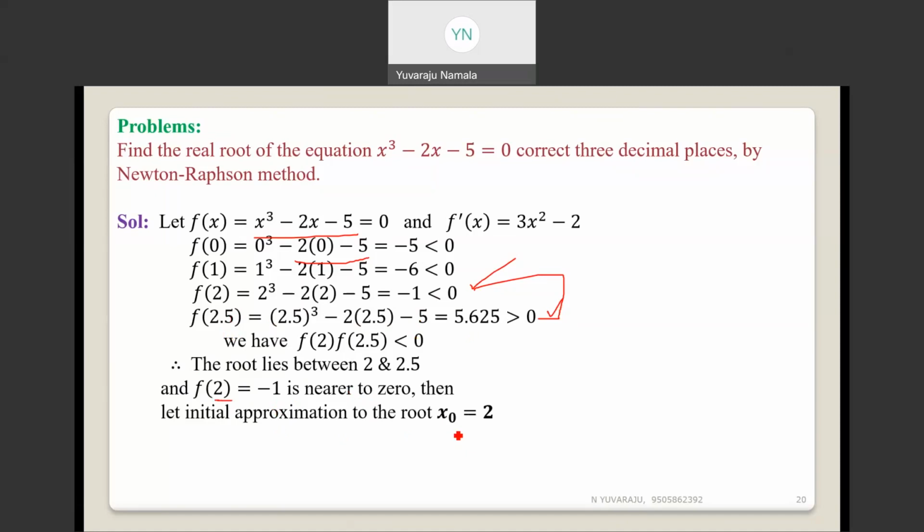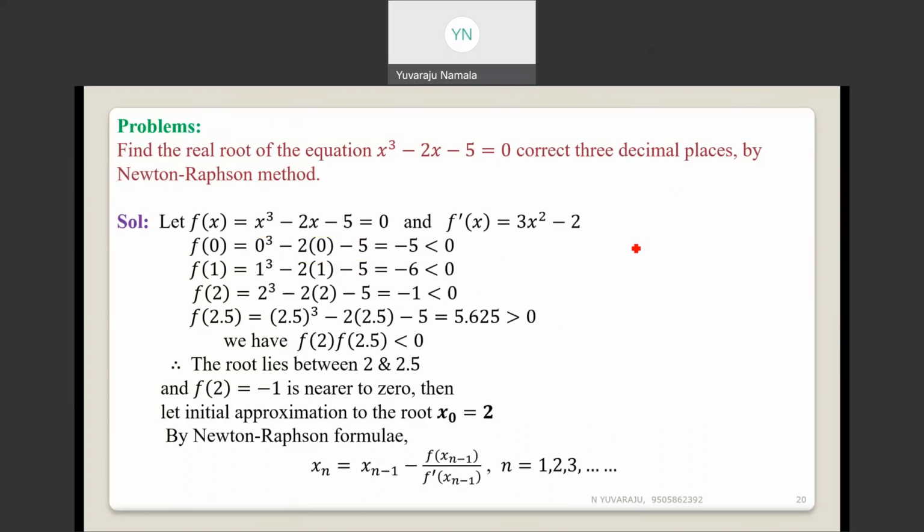So now using the Newton-Raphson formula. This is the Newton-Raphson formula: xn is equal to xn minus 1 minus f of xn minus 1 by f dash of xn minus 1, where n is equal to 1, 2, 3. Now first substituting n is equal to 1, we're getting the first approximation.